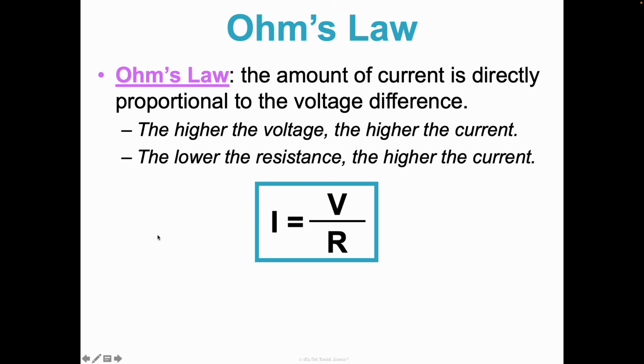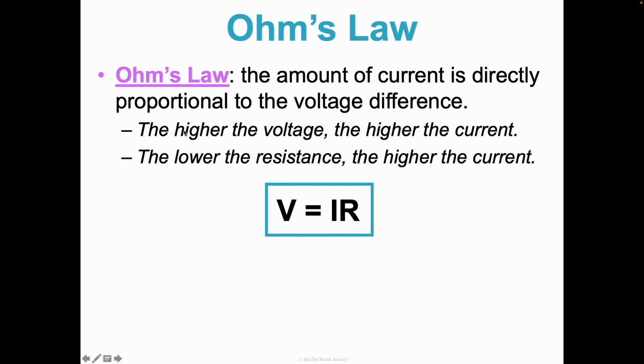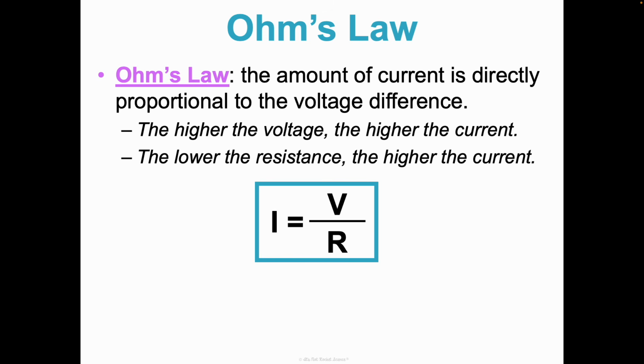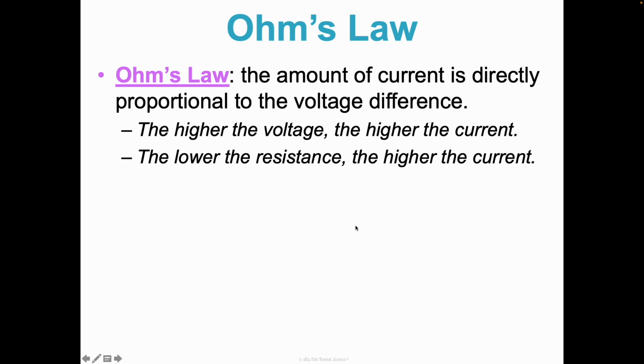Now, I find that this equation and this arrangement is a little bit trickier to work with. So if you're in my class, I'm going to always write the equation for you this way. So I just rearranged that for you. I just multiplied both sides by R to get V equals IR. That's how it's going to look on our reference sheet. If you have a different teacher, they might only give you I equals V over R, which is totally fine. But I like this one because I think it's just a simpler starting place for doing calculations with Ohm's law.